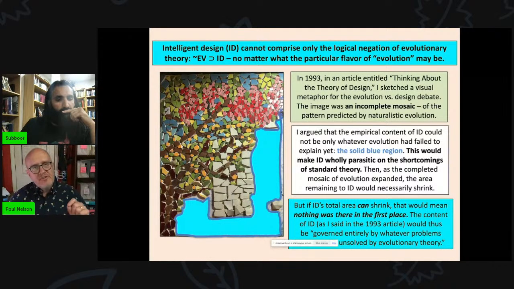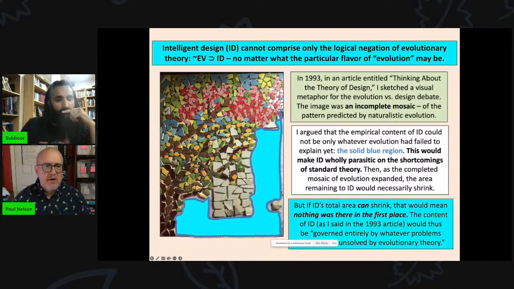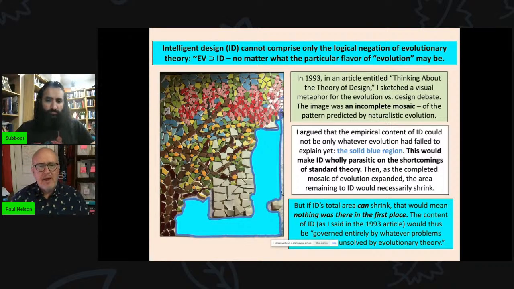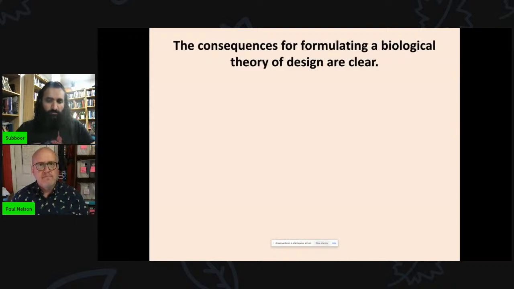If we imagine that design actually put its own tiles into place in this solid blue region here, then they would genuinely be occupying some area of the mosaic. But if there's nothing there, then evolution can expand, and then intelligent design isn't actually saying anything. And then, as I say in the article, the content of intelligent design would be governed entirely by whatever problems are unsolved by evolutionary theory.